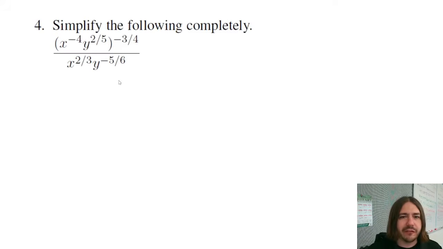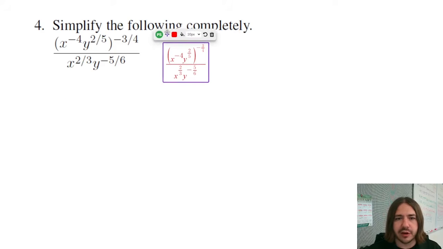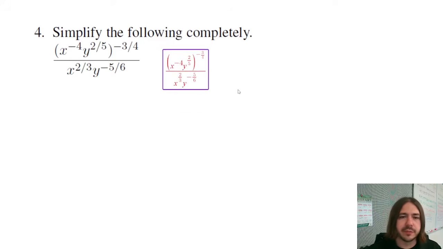Number 4 says simplify the following completely. We've got this nice big nasty expression here. It has a bunch of exponents, fractions, and all that. So we really just want to focus on our exponent rules here. Definitely look into what those exponent rules are. I'm not going to go over each and every one. I'm going to kind of assume that you know what they are, and I'll just show you how this plays out. But first, I'm going to use the power to a power property, which states that I can multiply these powers.